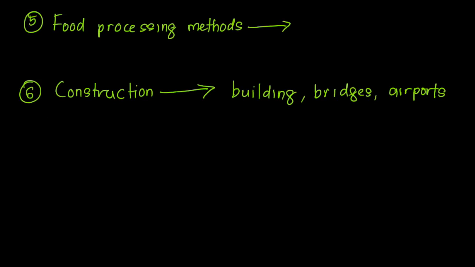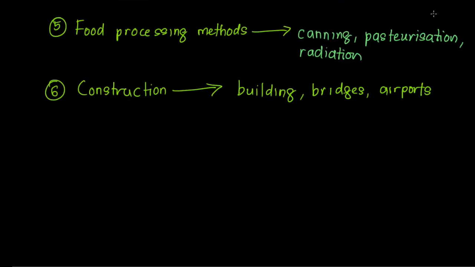Food processing methods, now canning, pasteurization, radiation. The importance of science in food processing methods can be seen in the usage of canning, pasteurization, and radiation. Now, all of these methods can help prevent food spoilage, extend the lifespan of food, and avoid wastage of food. Now, in terms of construction, buildings, bridges, and airports that are built these days with the advancement of science in construction are much bigger and much stronger.